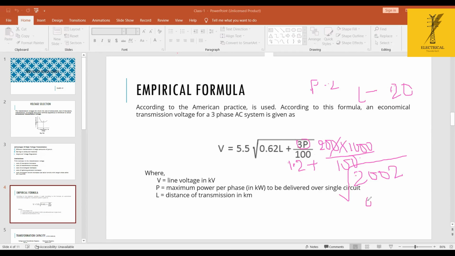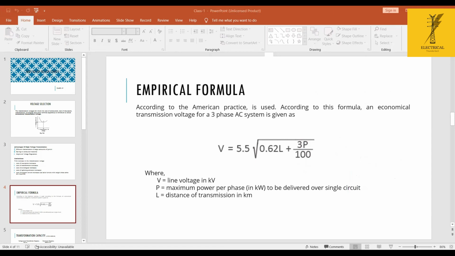So what is the square root of 2002? Please check. Oh, wait a minute, we will check this. The square root of 2002 comes to 44.7. So this into 5.5 gives 246 kV. So I can go with 245 kV, which is the highest system voltage. So 220 kV is the best option for me with respect to that formula. I'm not saying that you have to rely on this formula. You have to rely on the utility guidelines or the practices they are following in that area.